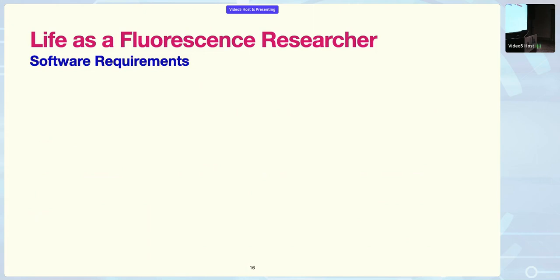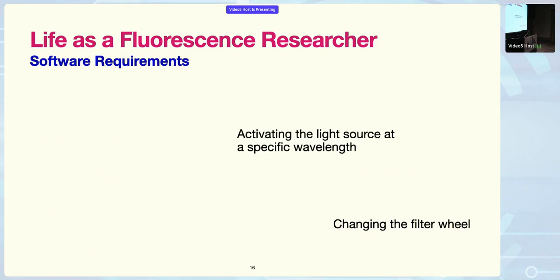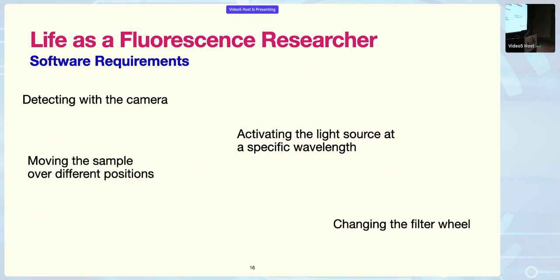And the software should have a few requirements. It should be able to change the filter wheel, to activate the light source at a specific wavelength, because that might also have to change the excitation light color, do the detection with a camera, making pictures, to move the sample over different positions, ideally also in the different directions, X, Y, and Z.